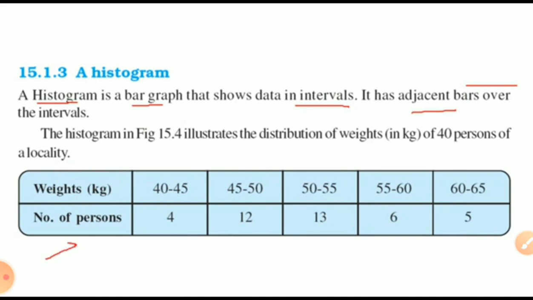Those weights are 40 to 45 kilograms at 4%, 45 to 50 are 12%, 50 to 55 are 13%, 55 to 60 are 6%, and 60 to 65 are 5%. In total, they are 40%.